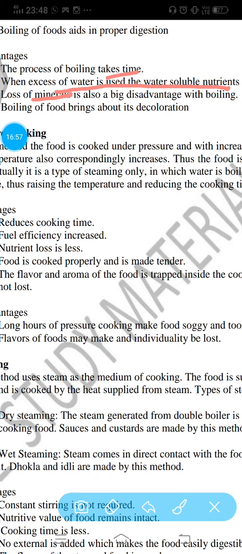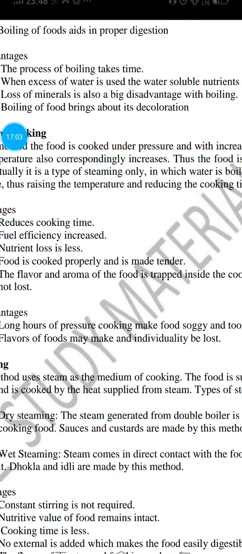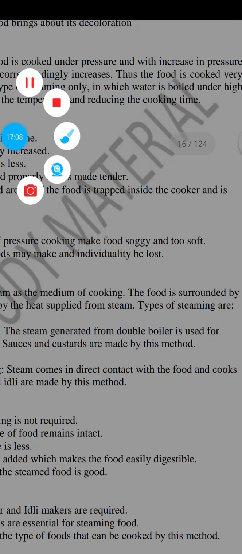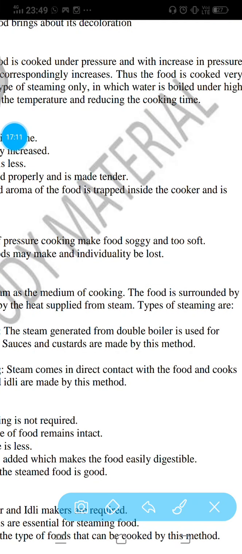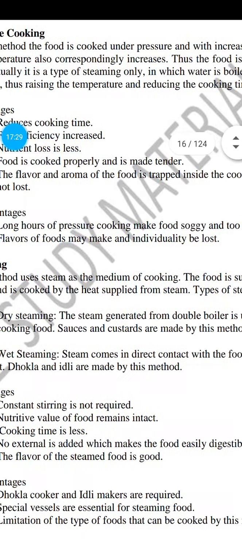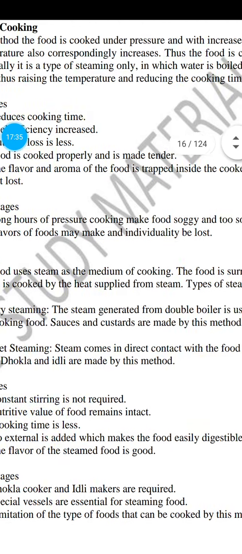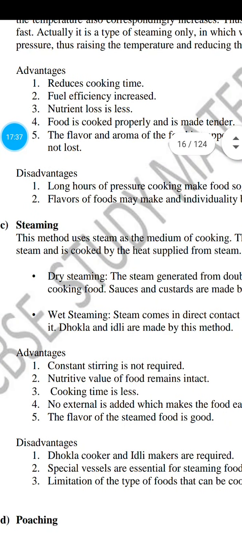Boiling of food brings about its discoloration. If you are going to boil something, then its color may fade and it might not look that attractive. Pressure cooking method, for it you have to go inside the kitchen, ask your mother where is the pressure cooker, what happens inside the pressure cooker. So your mother will explain everything. It is a pressure cooking method which is done inside the pressure cooker, and food is cooked very fast, because it is a kind of steam, and that steam is circulated inside the closed vessel of the pressure cooker.